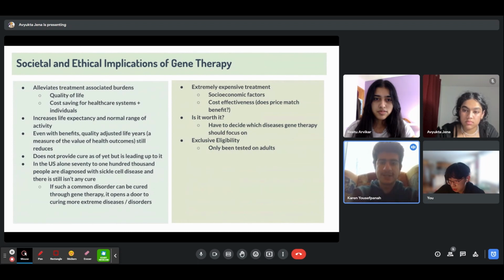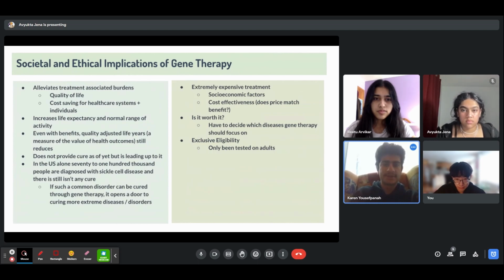Gene therapy alleviates treatment associated burdens by increasing quality of life and reducing costs for healthcare systems and individuals. It can increase life expectancy and normal range of activity, with the downside of reducing quality adjusted life years. However, most importantly, it still does not provide a cure as of yet, but is leading up to it. In the US alone, 70 to 100,000 people are diagnosed with sickle cell disease, and there still isn't any cure. If such a common disorder can be cured through gene therapy, it opens the door to curing more extreme diseases and disorders.